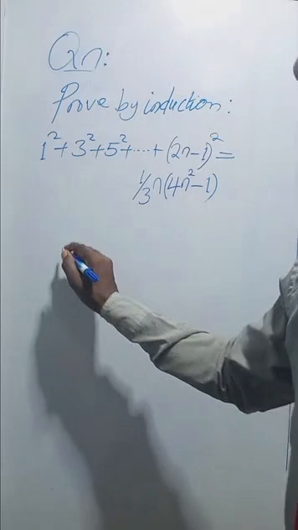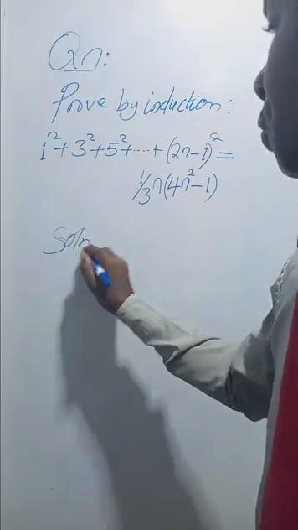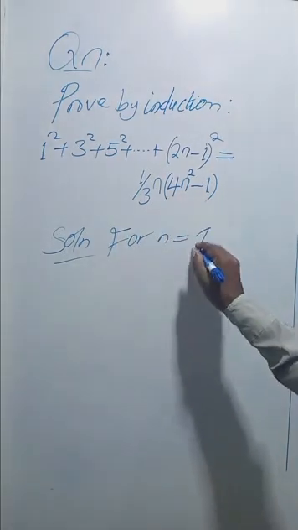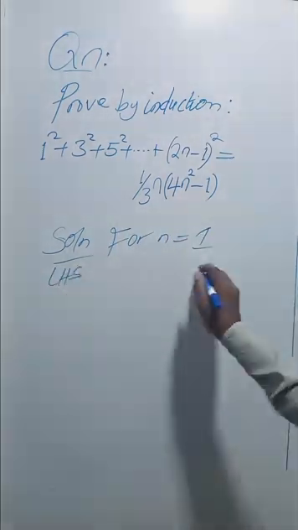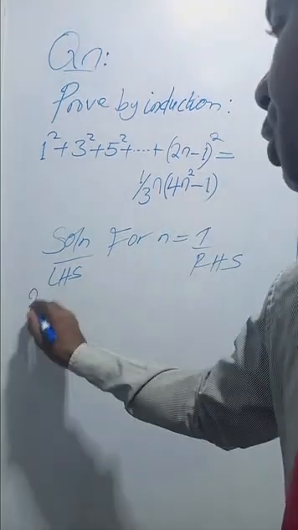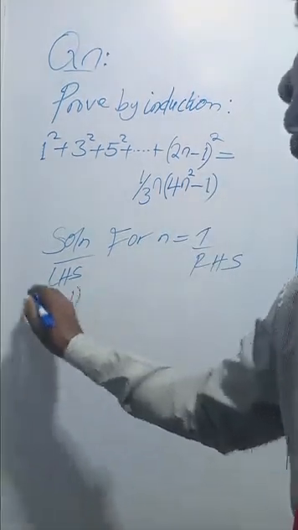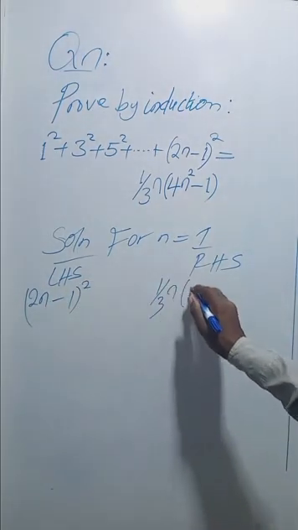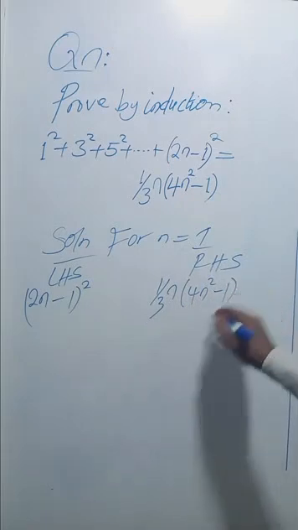So let's go. Let's have our solution there. Let's start with n equals 1. This is the left hand side, this is the right hand side. On the left hand side we take the last term, which is (2n minus 1) squared. And on the right hand side we take 1 over 3 n, then (4n squared minus 1).